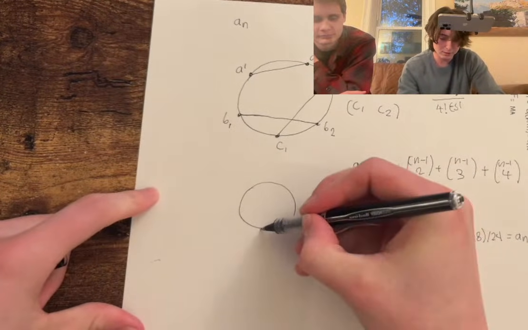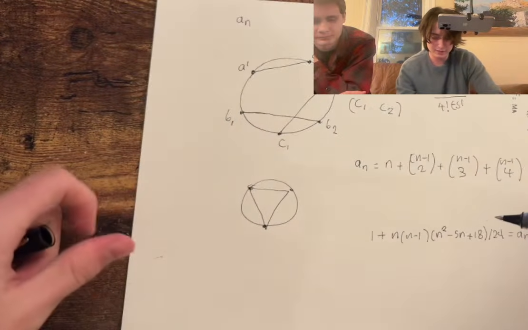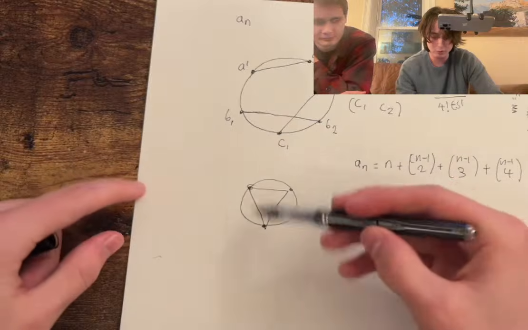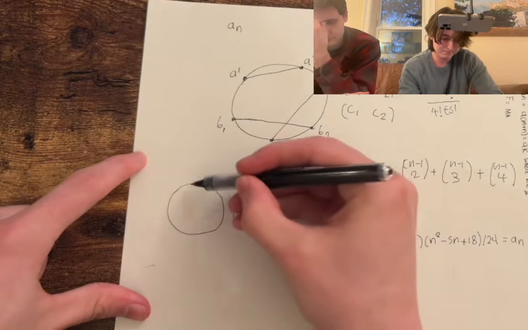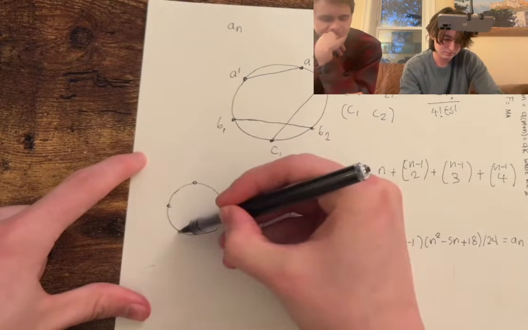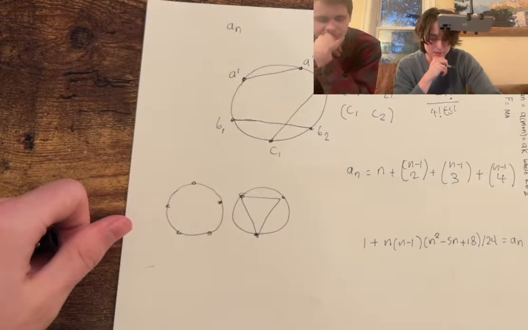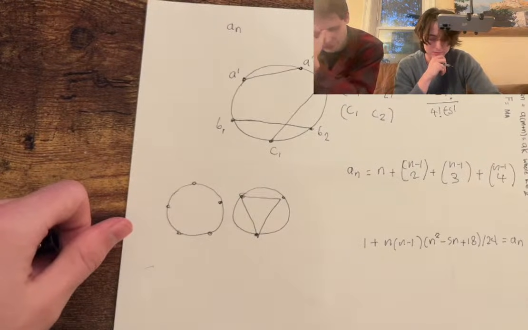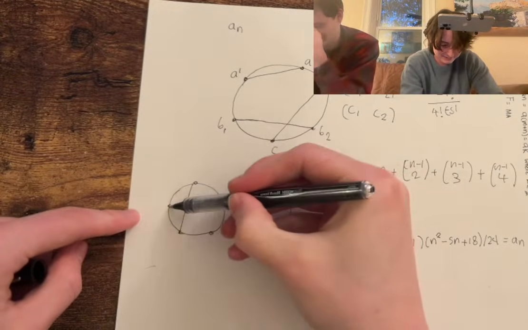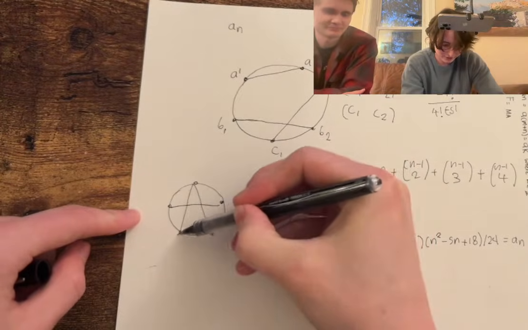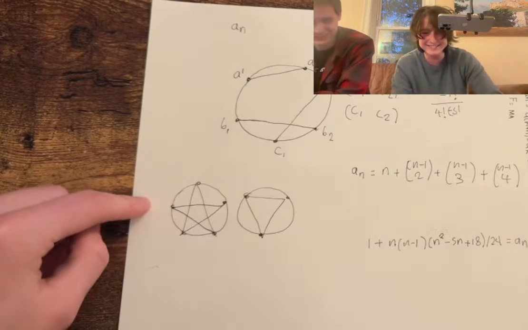So if we have 3 points, then it's got to be like that. So that's 4. If you have 2 points, it's 2. If you have 5 points, it's 1 plus n times n minus 1 times n squared minus 5n plus 18. Where'd you get that 24 formula? I had a feeling. Well, we're about to summon the devil here. Don't draw that, you'll get demonetized. Not okay.